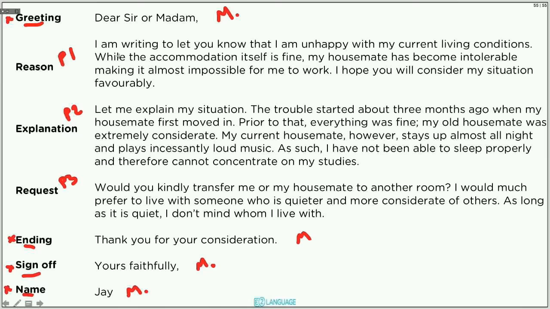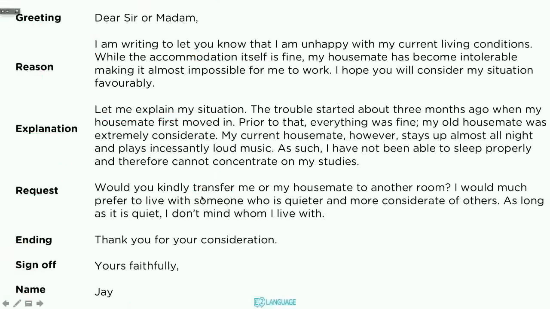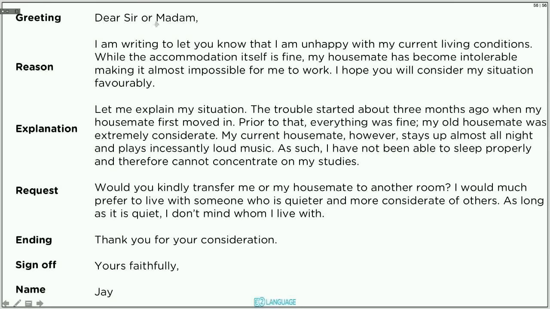Now, what you can do, and what I want to show you today, is how to memorize the first phrase of each paragraph, because each paragraph will always be the same in IELTS writing task one. The first one will always give a reason, so therefore you can memorize this. I am writing to let you know that something. The second one will always be an explanation, so you can always start with this. Let me explain my situation. The third paragraph will always be a request or a suggestion, and so you can always use this phrase here, memorize this. Would you kindly, and then you just add whatever verb you want there. Would you kindly give? Would you kindly send? Would you kindly drive me to the airport? Whatever it is. So what are we memorizing? Well, we're memorizing this.